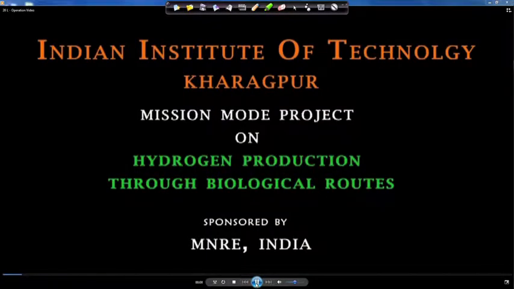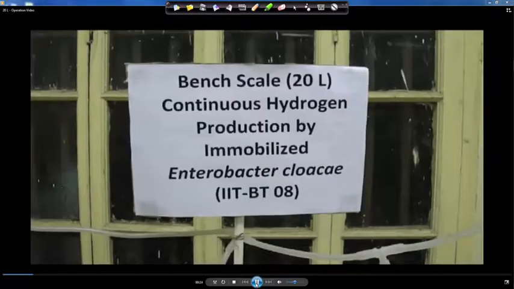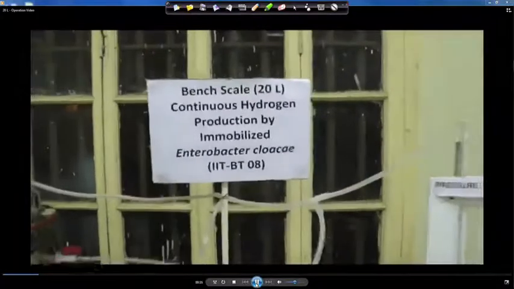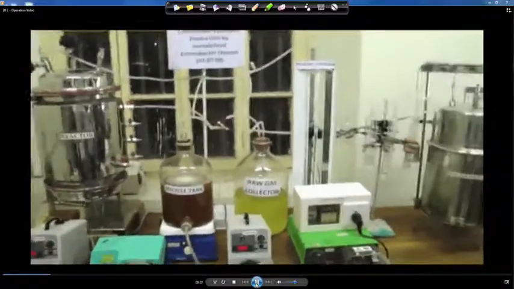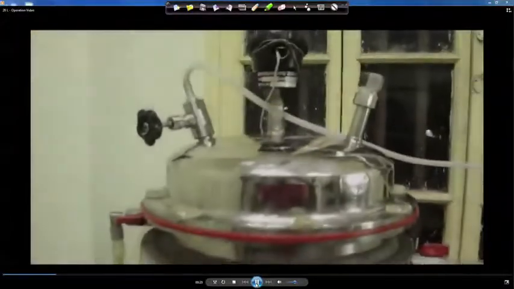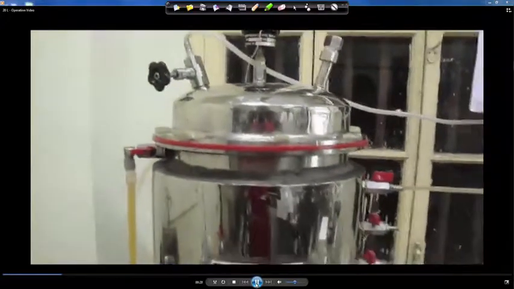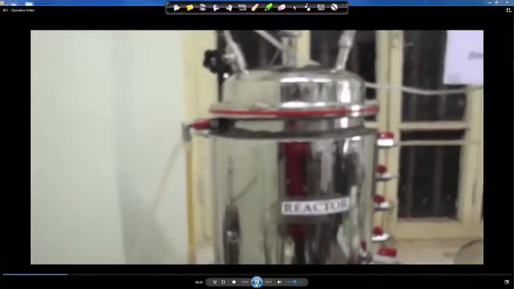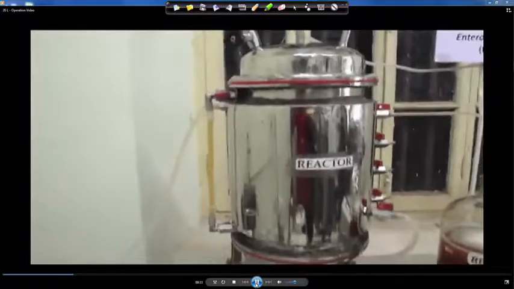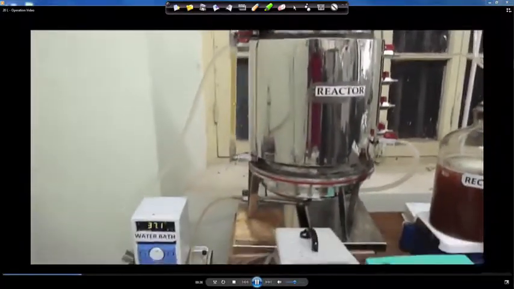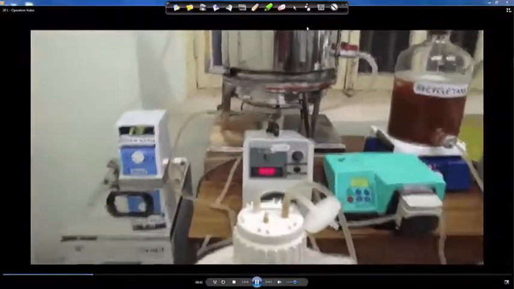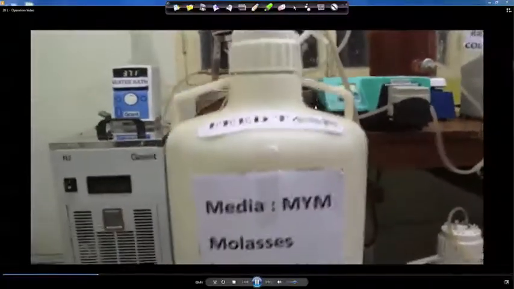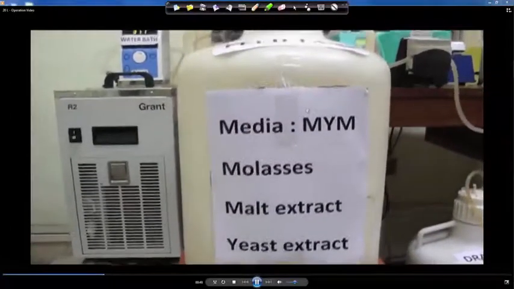At the Indian Institute of Technology Kharagpur, we had a mission mode project on hydrogen production through biological routes. This is under the sponsorship of MNRE. Here we try to demonstrate continuous hydrogen production by using immobilized whole cells of Klebsiella pneumoniae, a local isolate. This is the bioreactor, and you can see this is the watch glass, and through the watch glass you can find out the volume of the liquid media present inside the reactor. And these are the other different units attached with this reactor.